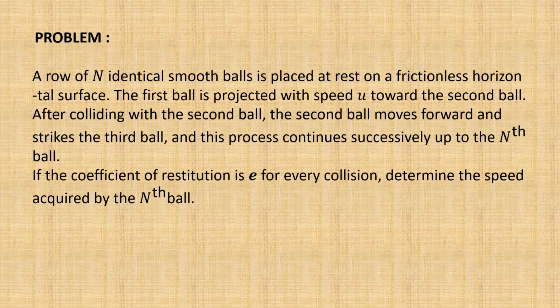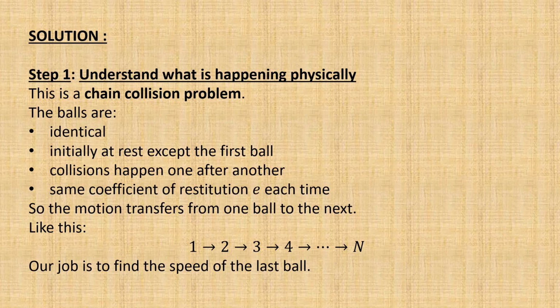So let us begin. Now we come to the solution of this problem. This is a chain collision problem, and the motion is transferring from one ball to the next, like this: 1 to 2, 2 to 3, 3 to 4, and all the way to n. Here all balls are identical, all are at rest except the first one. And the same coefficient of restitution E applies at every single collision. Now our job is simply to find the speed of the last ball.